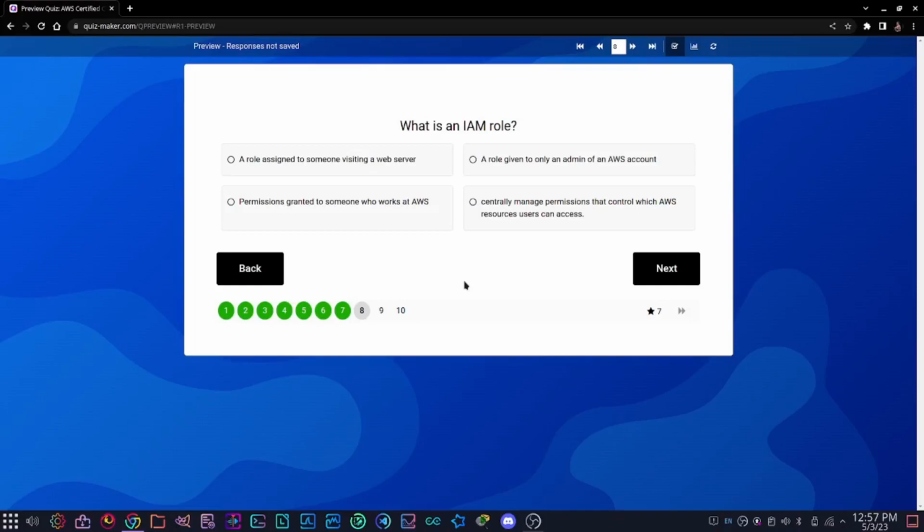Question 8, what is an IAM role? First option, a role assigned to someone visiting a web server, a role given to only an admin of an AWS account, permissions granted to someone who works at AWS, or centrally managed permissions that control which AWS resources users can access. So if you know anything about IAM roles, we know that it gives permissions to people within your AWS account and what they can access. So this one is going to be centrally managed permissions that control which AWS resources users can access.